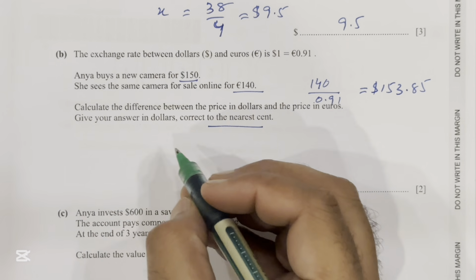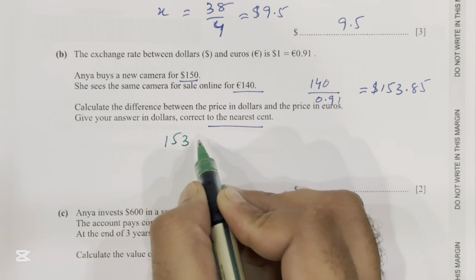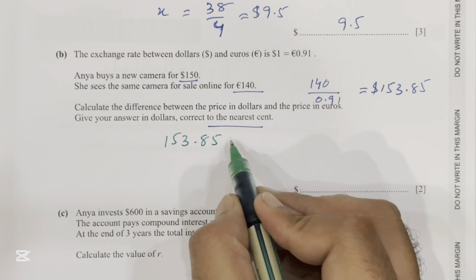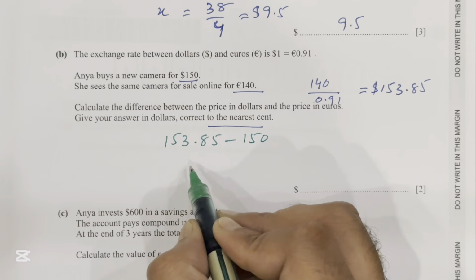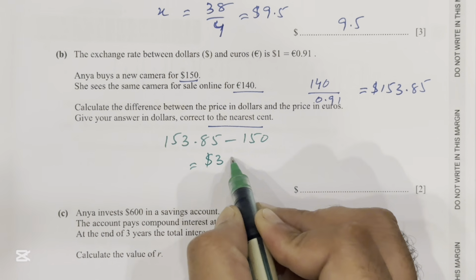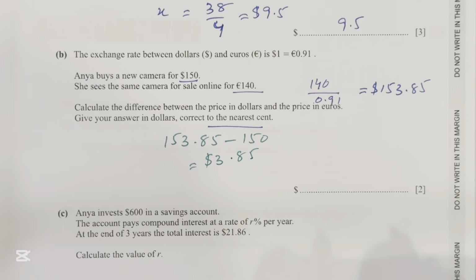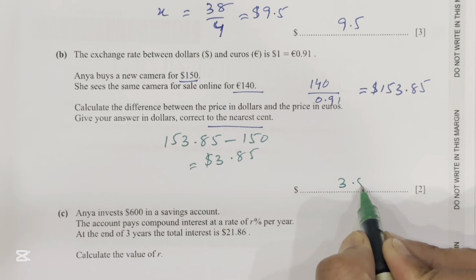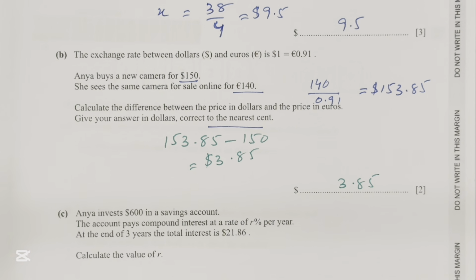It means she purchased it $3.85 cheaper. Okay, now you know 153.85 minus 150, you get your answer that is equal to 3.85. So this would be your final answer. So I'm writing over here 3.85 as your answer.